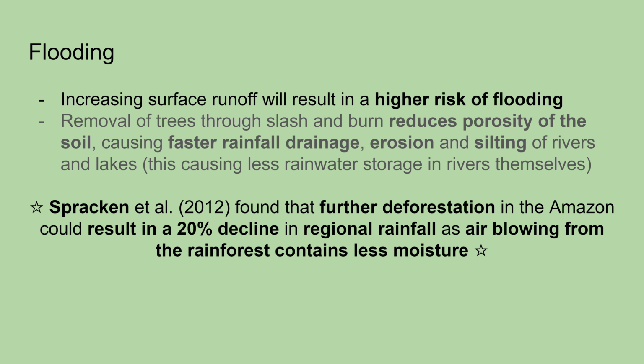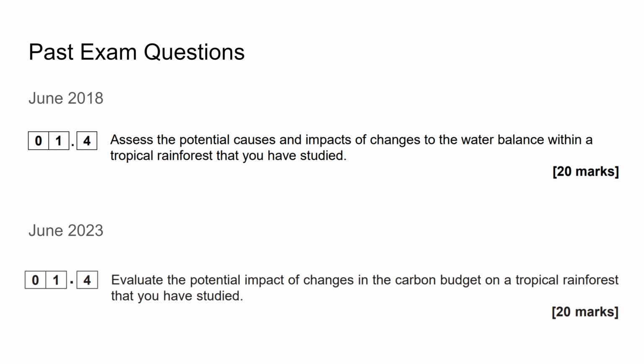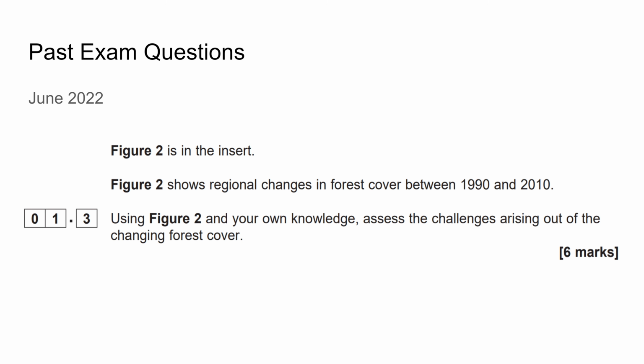So that was all. Here are some past exam questions. There are a lot on the Amazon rainforest or just tropical rainforests. Here are some 20 markers. Then I also have a 6 marker. There's a graph, and thank you.